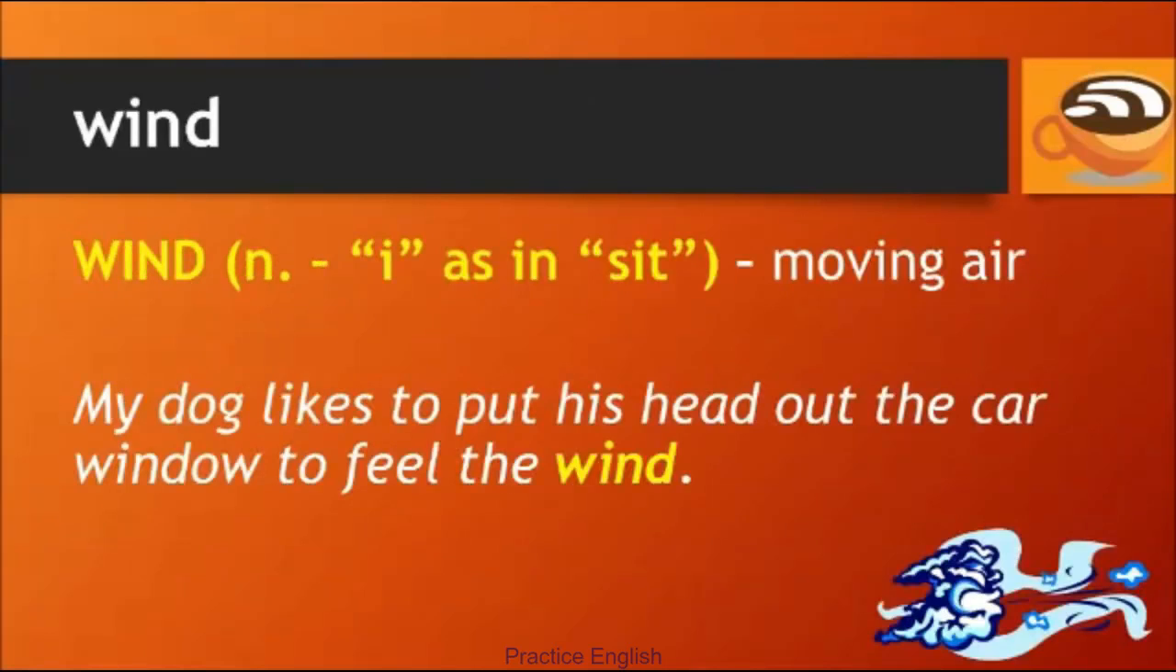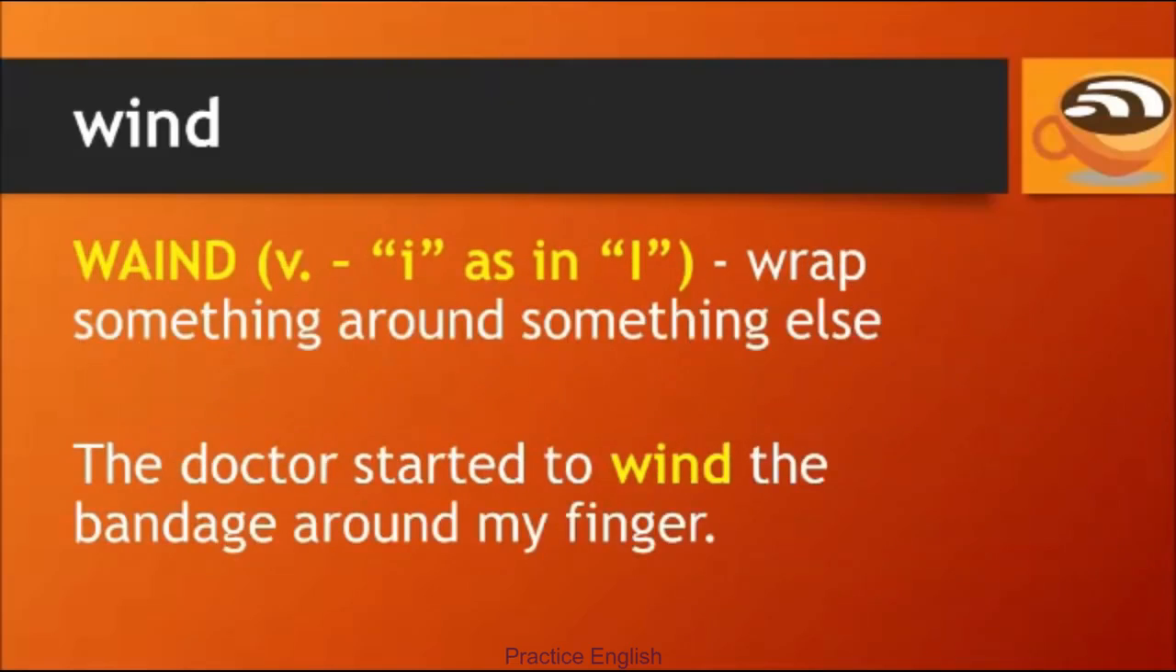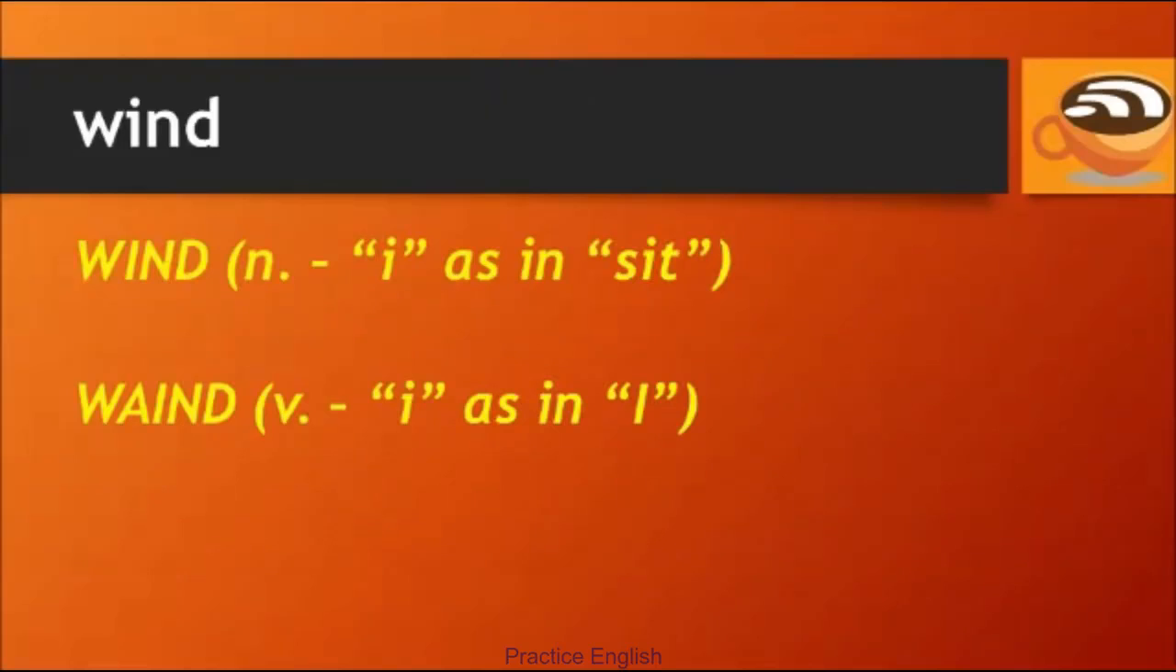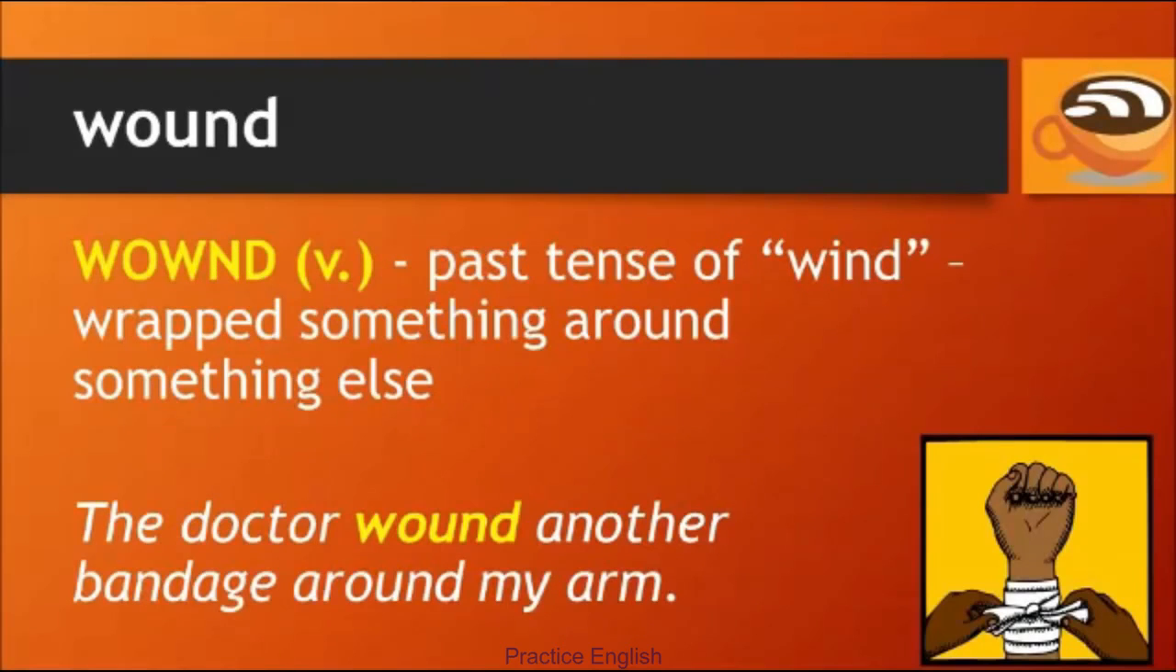Our next one is wind and wind. Wind means moving air. For example, my dog likes to put his head out the car window to feel the wind. Wind means to wrap something around something else. For example, the doctor started to wind the bandage around my finger. Wind, wind. And finally, we have wound and wound.